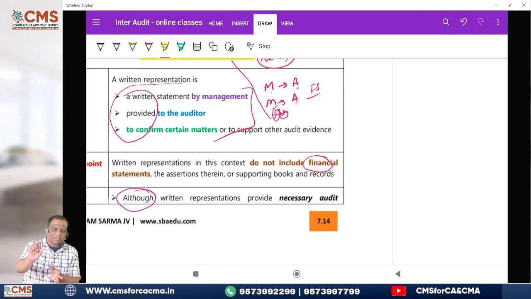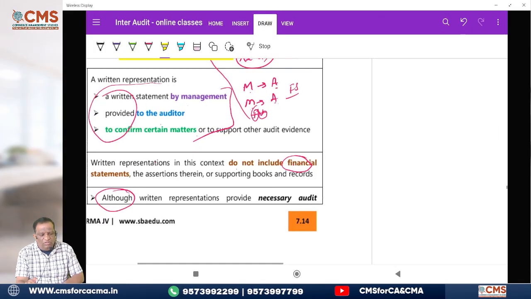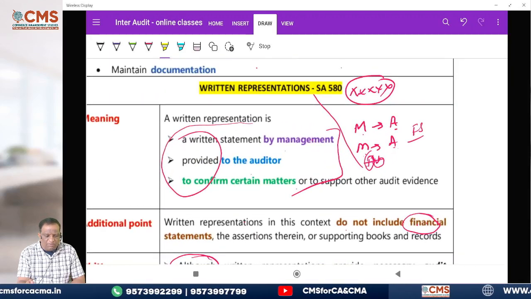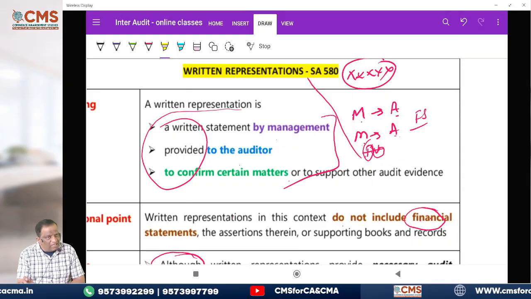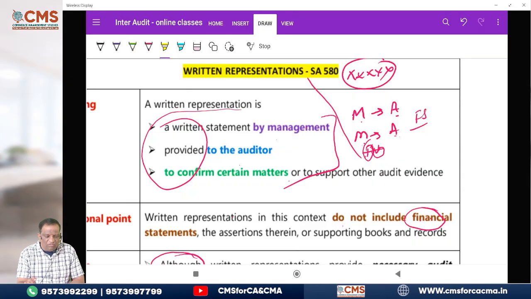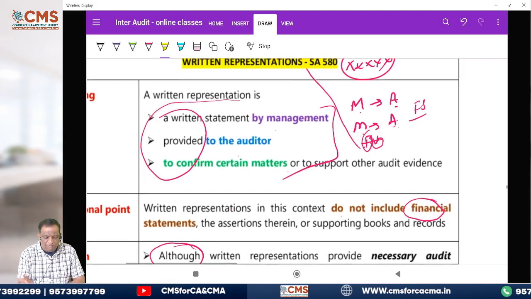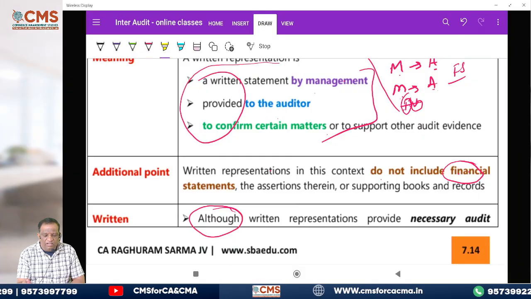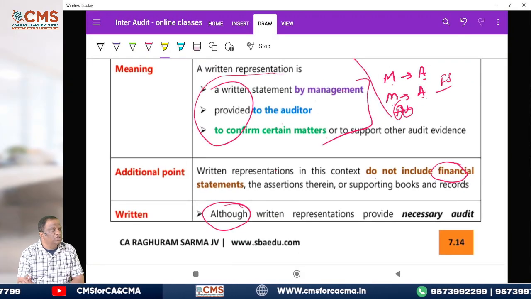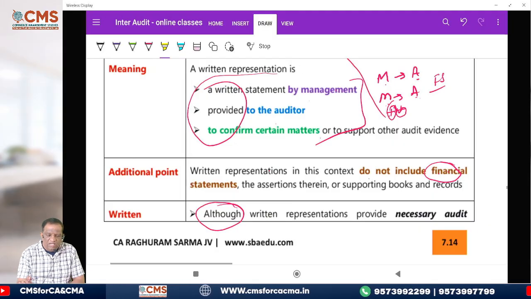Like there are 4 tables which have given you complete coverage of SA 450. Here also, you need to know first, what do you mean by written representation? Meaning is important. A written representation is a written statement. Who is giving it to whom? The management is giving it to the auditor, and why? To confirm certain matters. But there is an additional point: in this context we do not include financial statements, because financials also the management will sign and give. The auditor will not treat that as a written representation.